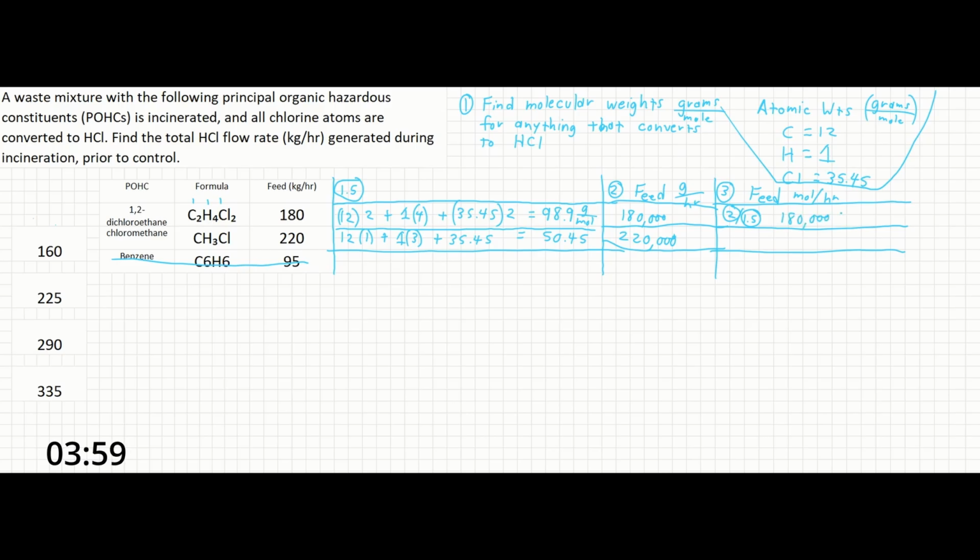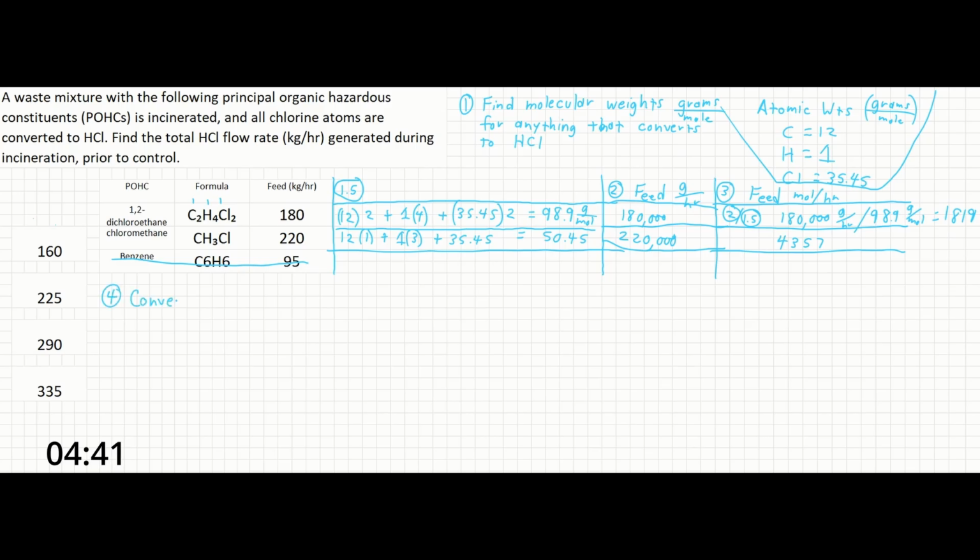So 180,000 grams per hour divided by 98.9 grams per mole gives us just about 1819 moles per hour. And doing this again for chloromethane, we will get about 43.57.